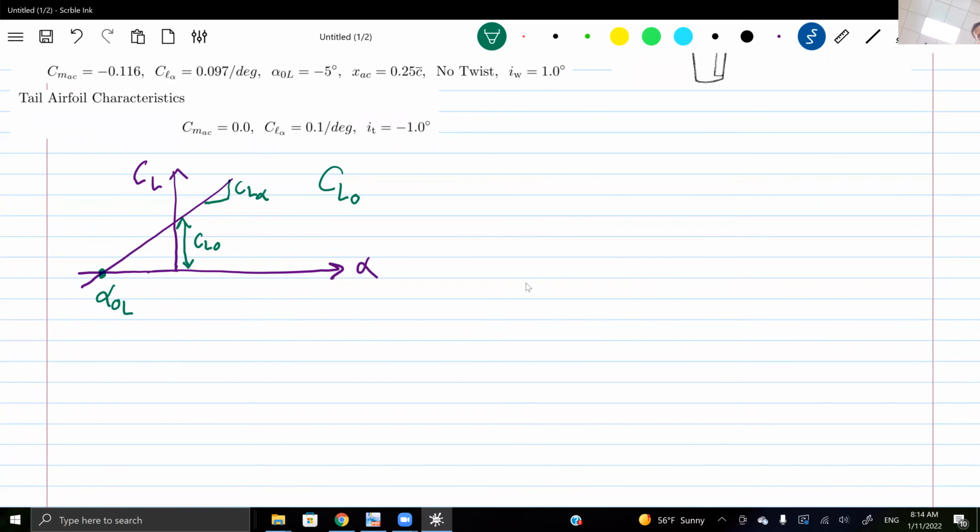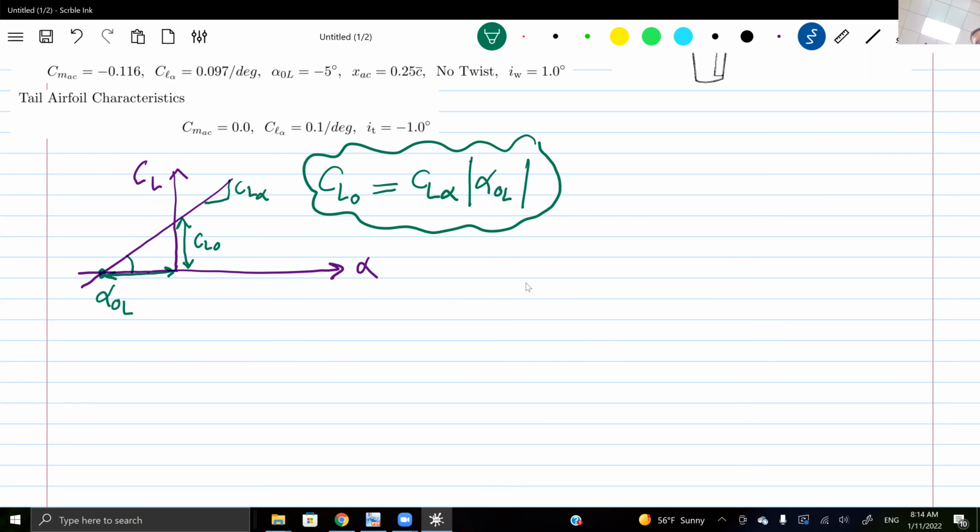Yes, simply, I know tan of this angle is CL naught over this distance, which is the alpha zero lift, right? So CL naught is tan of the angle. Tan of the angle is the slope times alpha zero lift, and I need it as a distance, so it's typically negative. I just need the absolute value, and this is a universal relation. Use it whenever needed. All right, any question about that?